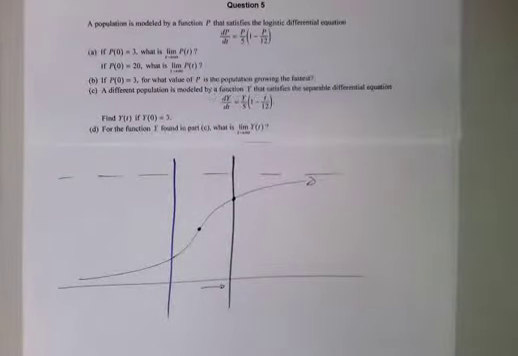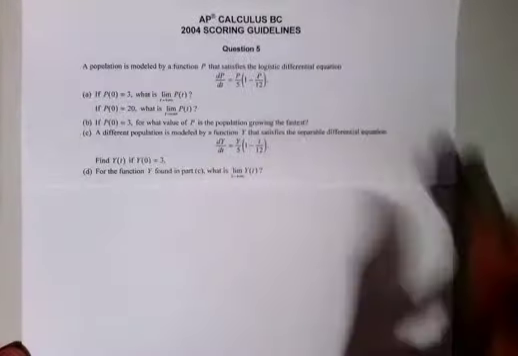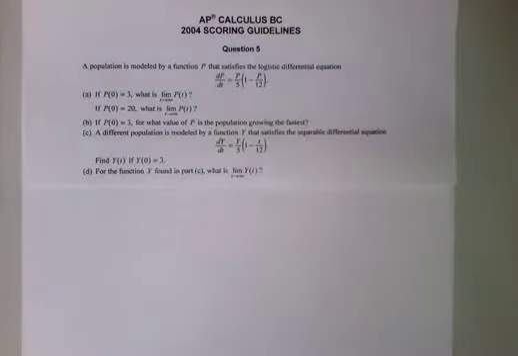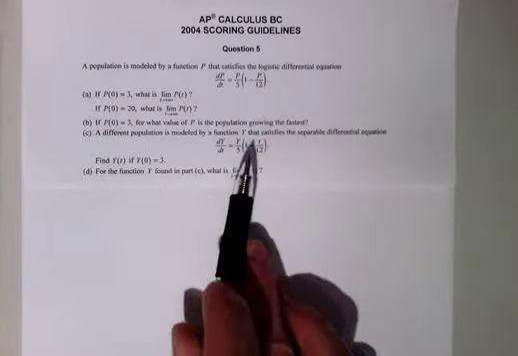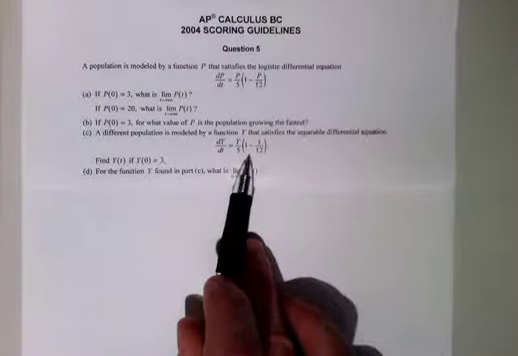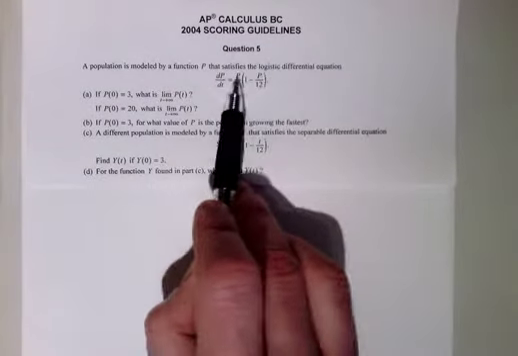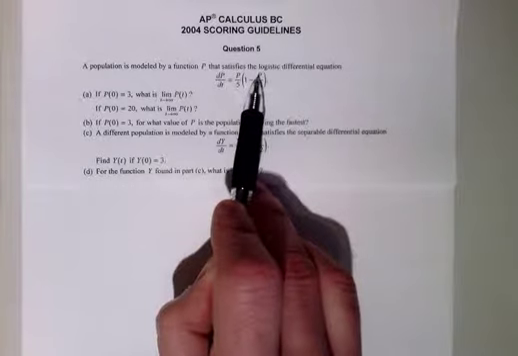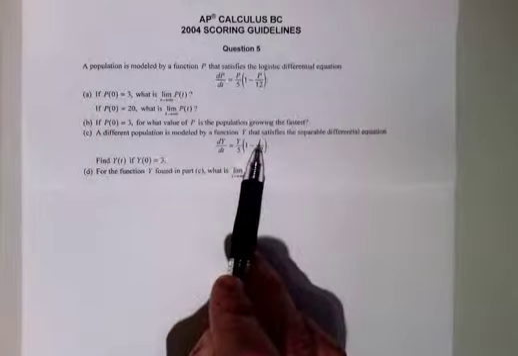What they do in part C is they throw you a curveball. They, in part C, introduce a new differential equation. A different population is modeled by a function y that satisfies the separable differential equation. Now, notice the difference. This is not logistical growth. Because here you have P here and P here. Both of these are the output variable. That is consistent with our formula. Here, this is output. This is input right here.